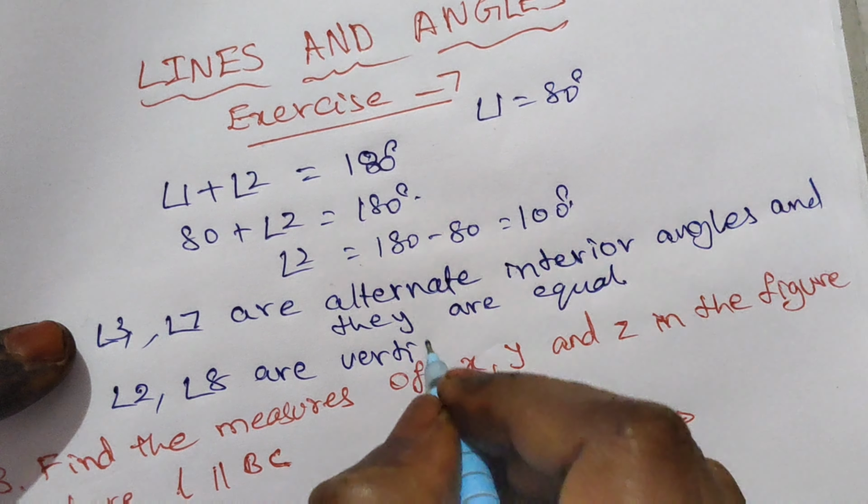Alternate interior angles. And z and 45 are also alternate interior angles. So z is equal to 45 degrees.